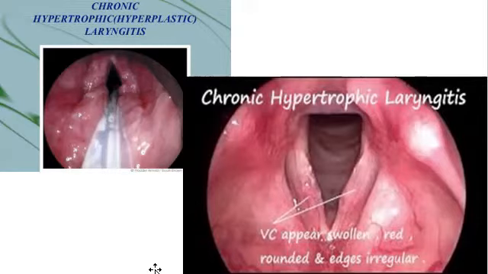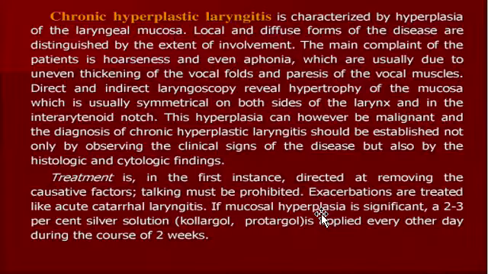And now you will see in this slide the chronic hypertrophic laryngitis view. The vocal cord appears swollen, red, rounded, and the edge is irregular. Chronic hyperplastic laryngitis is characterized by hyperplasia of the laryngeal mucosa. Local and diffuse forms of the disease are distinguished by the extent of involvement.